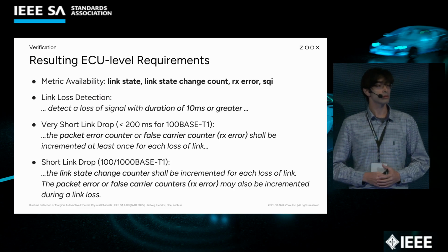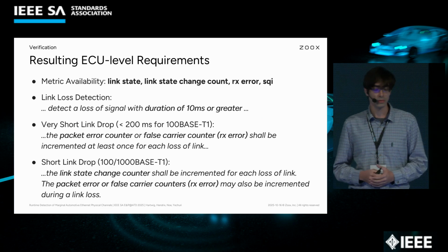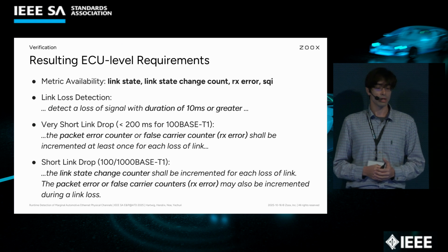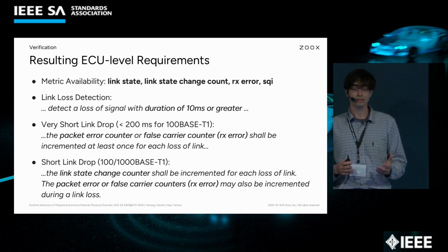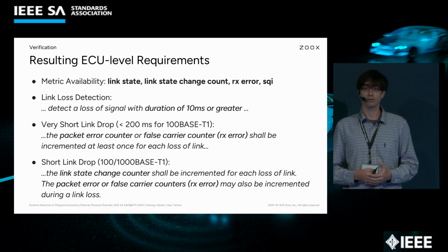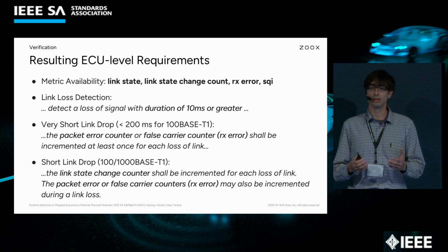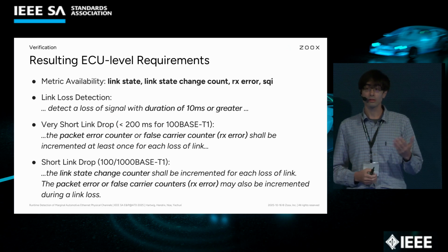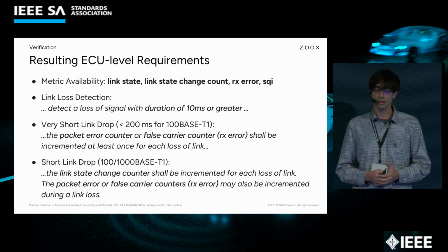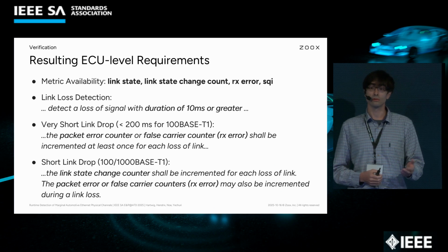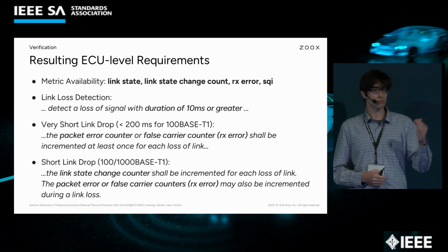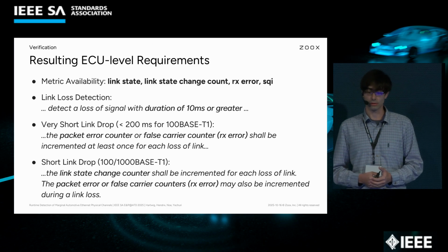So rolling this all up into a set of ECU requirements, how does this look? We start with some basic metric availability requirements that you should have a link state change count, RX error, and SQI. And so we have some internal standards that require that this is available from each one of our ECUs. And then we also have a threshold built on top of that for detecting loss of signal for any losses that are longer than 10 milliseconds. And so that was the second and third category we talked about earlier.